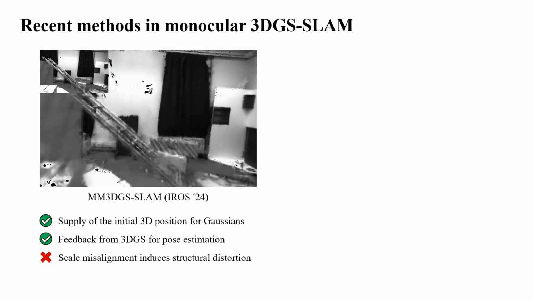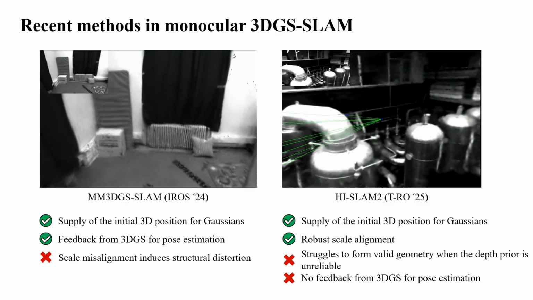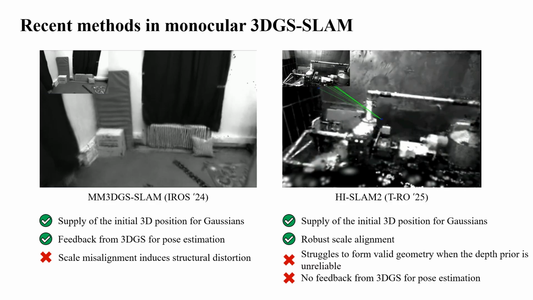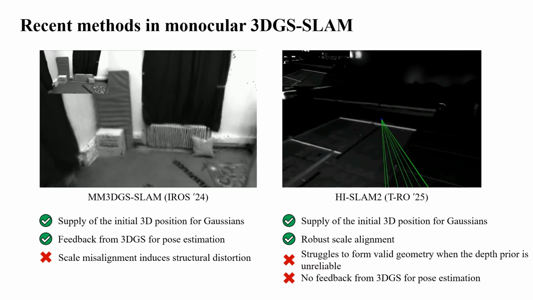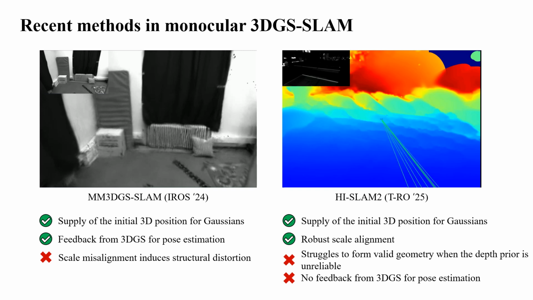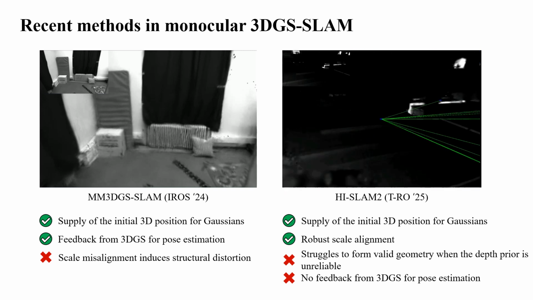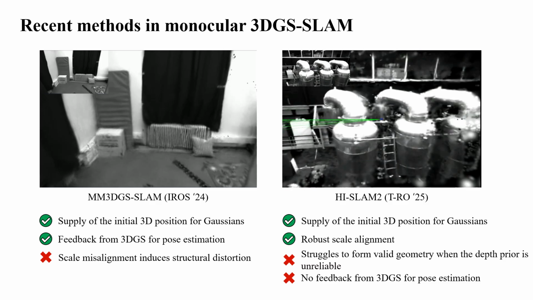make the system unstable. HiSLAM 2 also provides initial Gaussian points using a monocular depth prior and achieves robust performance through an optimization-based scale alignment module. However, when the depth prior is unreliable, it struggles to form valid geometry. Moreover, it does not utilize 3DGS to obtain feedback for pose estimation.